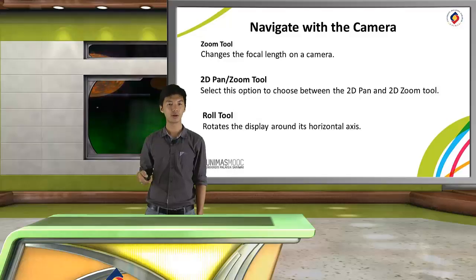2D pan or zoom tool. Select this option to choose between the 2D pan and 2D zoom tool. Using this tool, you can drag your mouse to interactively move your view horizontally or vertically, or zoom into and out of the scene view. The roll tool rotates the display around its horizontal axis.